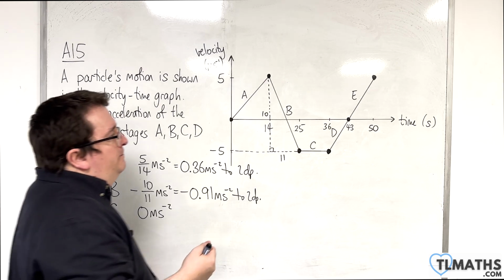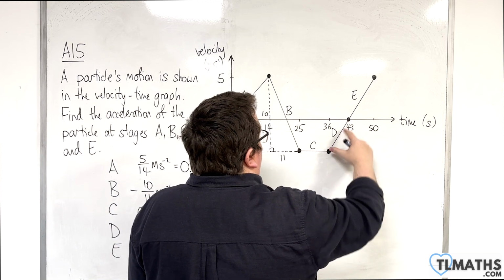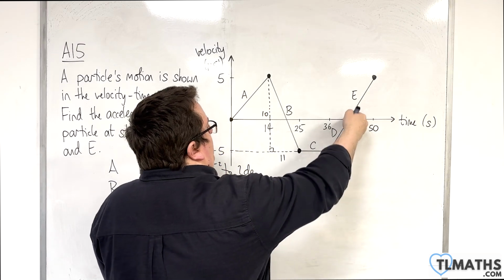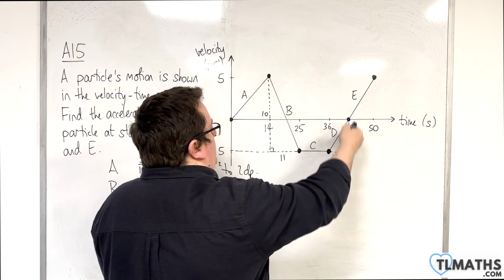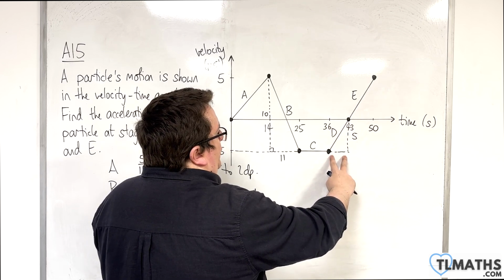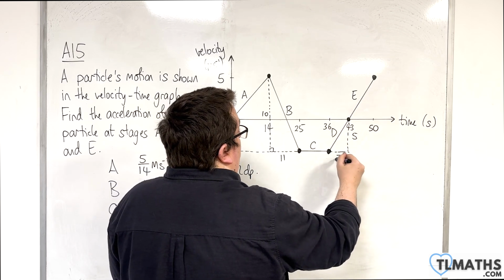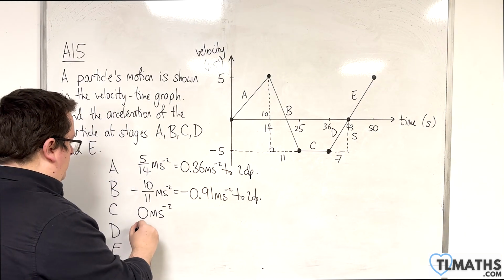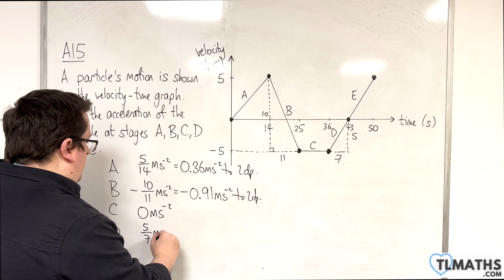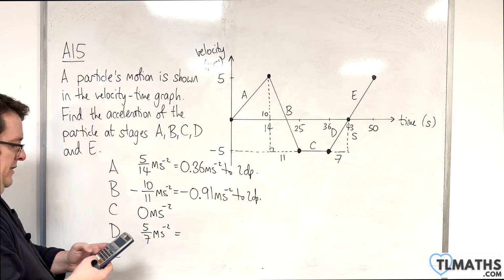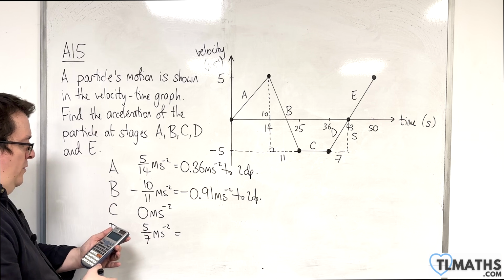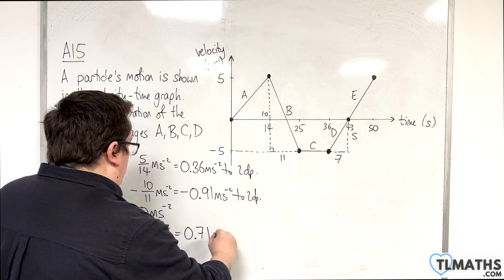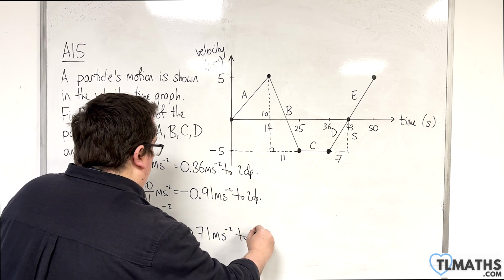At section D, so this section here, if we complete this right angle triangle here, then that change is 5. The change in the horizontal is from 36 to 43, which is 7. So 5 over 7, and it's a positive gradient, so 5/7 meters per second. So 5 divided by 7 is 0.7142, so 0.71 meters per second to 2 decimal places.